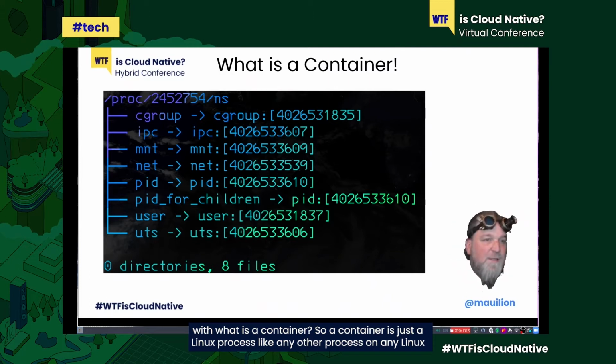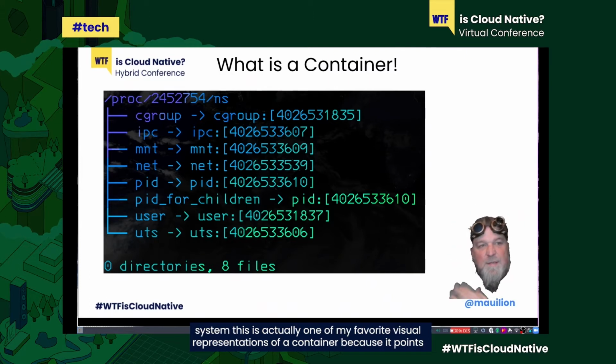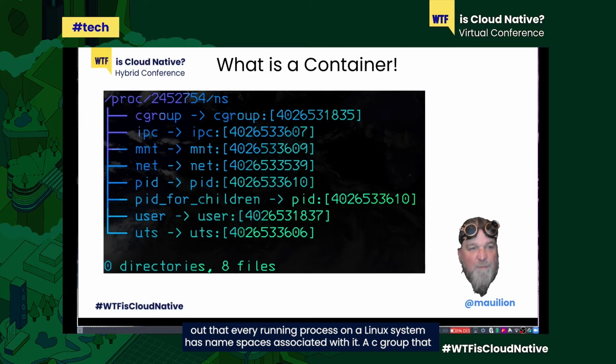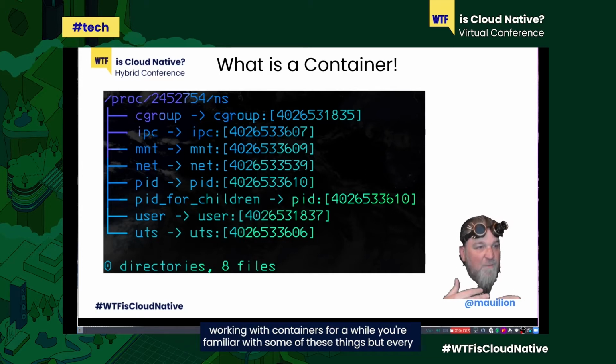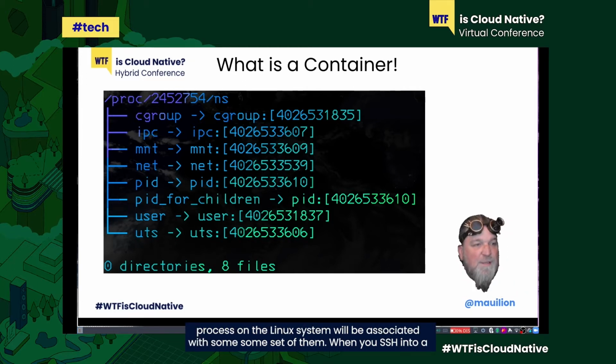Like any other process on any Linux system, this is actually one of my favorite visual representations of a container because it points out that every running process on a Linux system has namespaces associated with it: a cgroup that it's running under, an IPC namespace, mount, net, PID, user, and UTS namespaces. If you've been working with containers for a while, you're familiar with some of these things. But every process on the Linux system will be associated with some set of them.